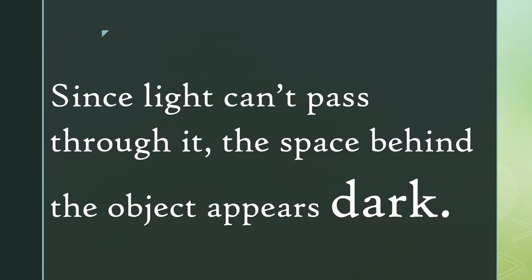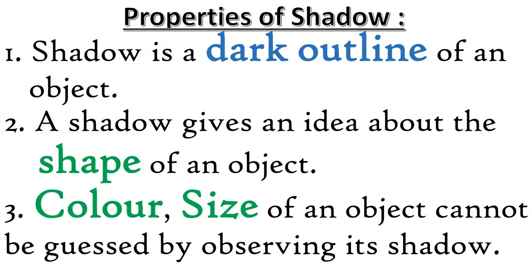Since light cannot pass through an opaque object, the space behind the object appears dark. Now, let's have a look at some of the properties of shadow. These properties will help us in identifying and knowing a bit more about shadow.